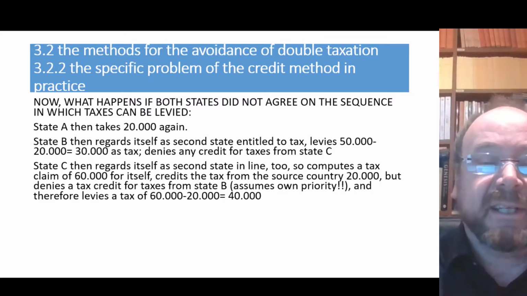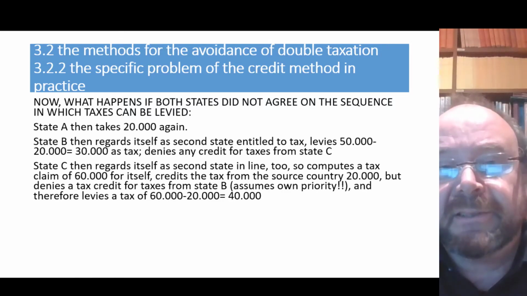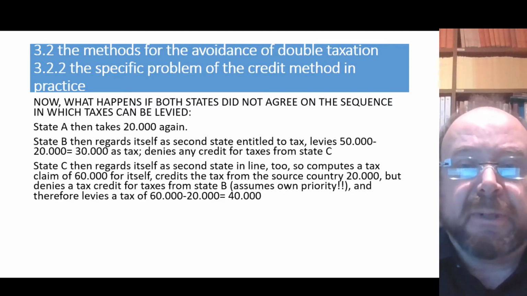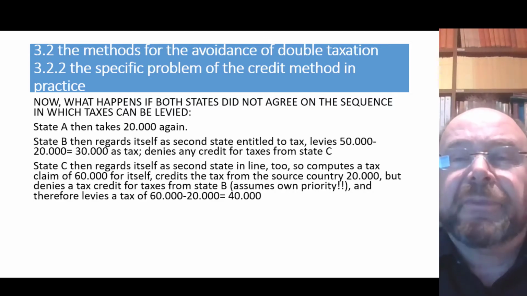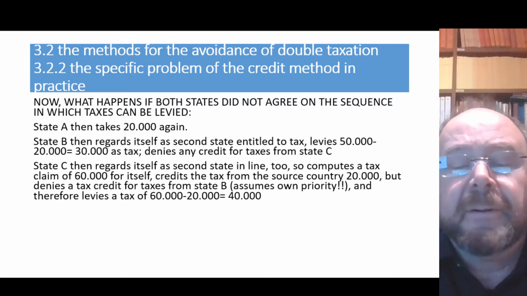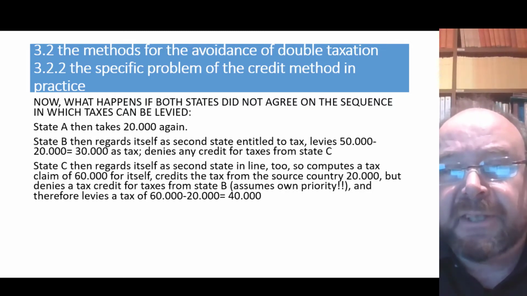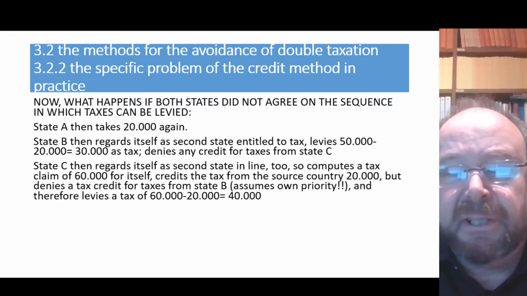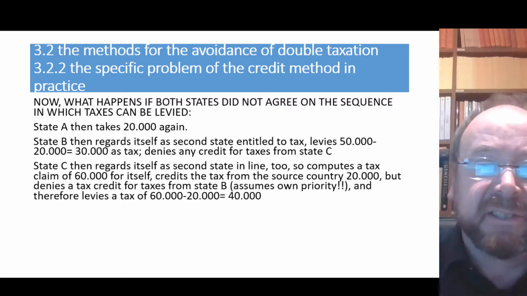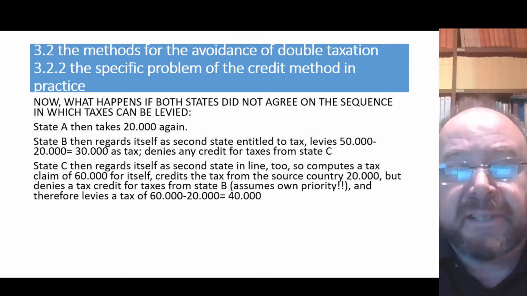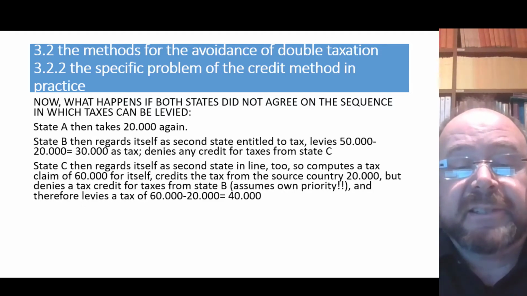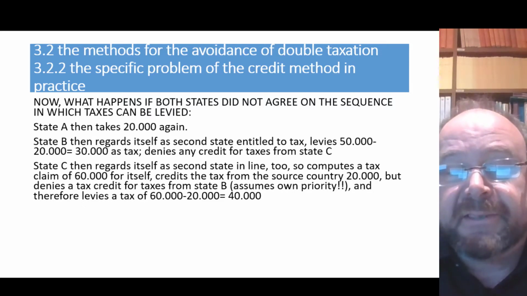State C now says, no, state B is wrong. I am the second one in line, and so I compute my tax 60,000, and I grant you a tax credit for the tax in the source state, 20,000, but not for the tax from state B, because my idea is state B should be the next one and should credit state A's tax and my state's tax. And so state C also takes 40,000.